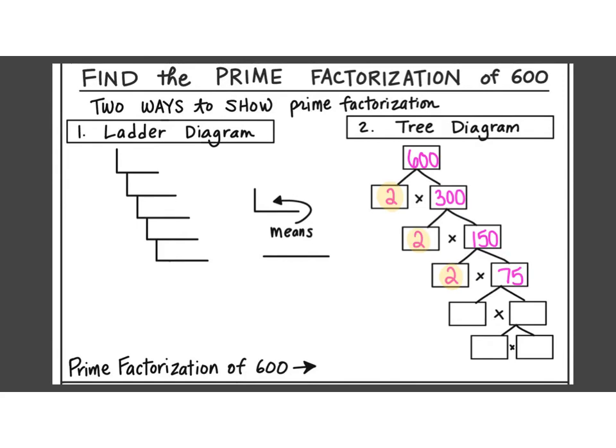75 can be broken down into 5 times 15. We'll circle the 5, our prime number. And 15 can be broken down into 3 times 5. Both 3 and 5 are prime, so we will circle them.